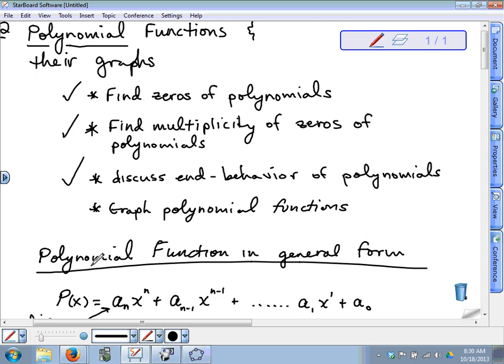What determines end behavior? The degree. The degree of the polynomial determines end behavior. Okay? What do you have to differentiate between? Whether it's even or odd. Even or odd. That determines the end behavior of polynomials. Let's get to the most important part of the lesson. Graphing. You ready for this?